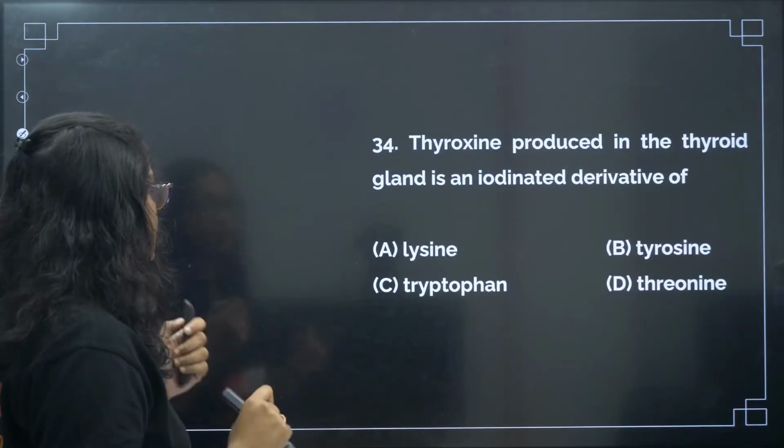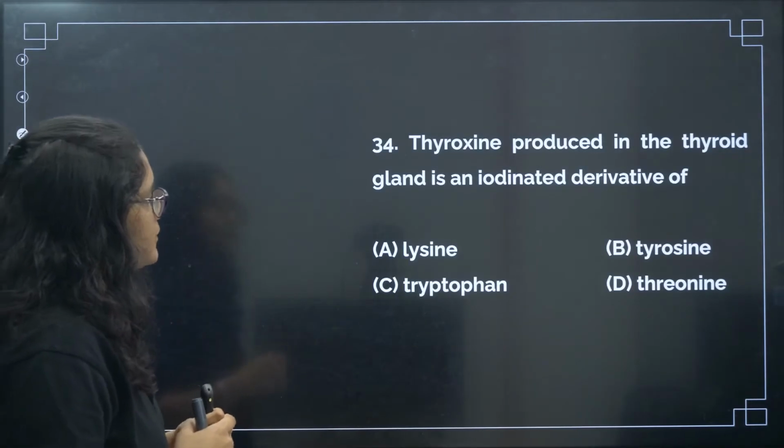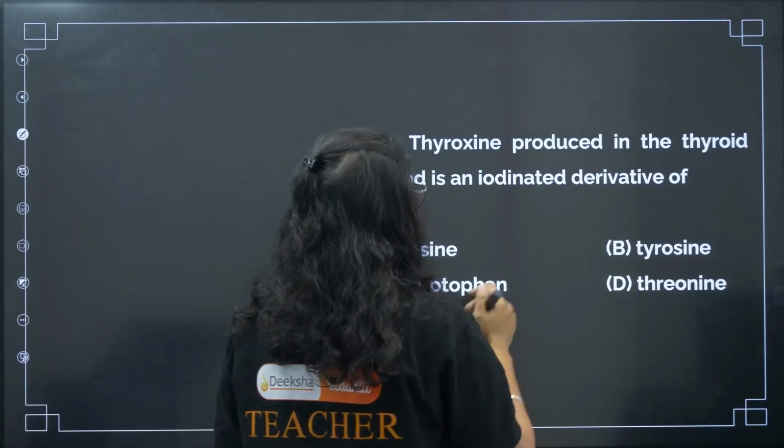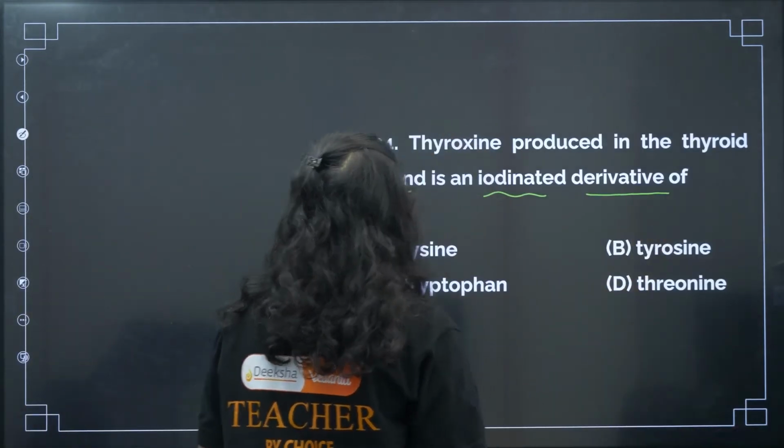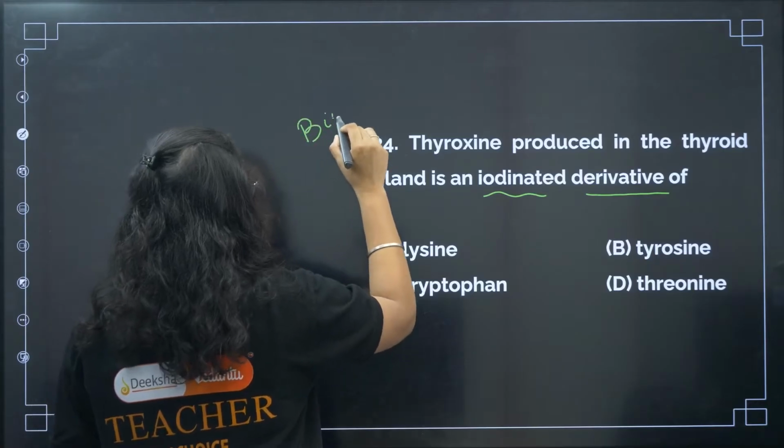Okay, now let us go to question number 34. Thyroxine produced in the thyroid gland is an iodinated derivative of. So this question is again from biomolecules.